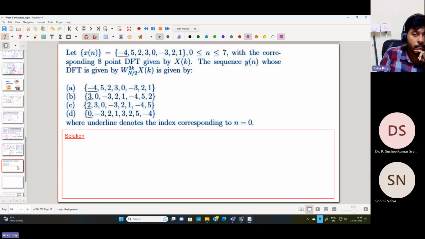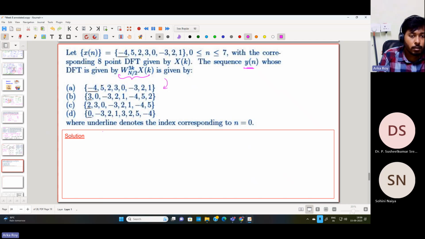So moving to the next question. In the next question, we have been given xn, which is an 8-point sequence, and therefore the DFT is also an 8-point DFT, written as x of k. Then the sequence yn, whose DFT is of this sort, is given. We need to find what is the sample response of yn, which has a DFT of this sort.